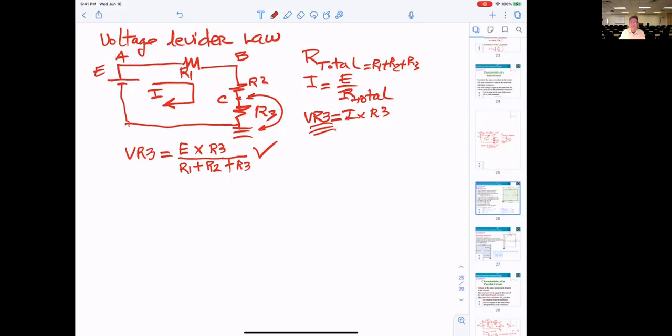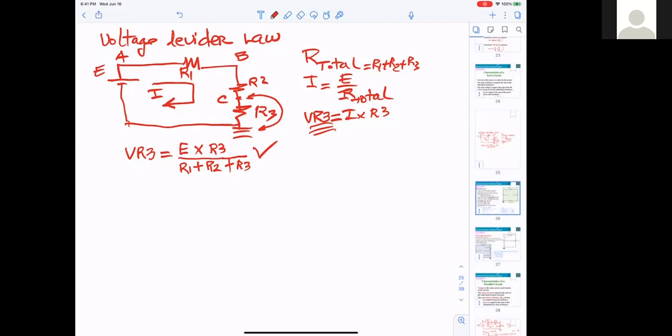Okay, now, hold on. This is a way how to calculate VR3 using the voltage divider, right? Yes. I'm just saying this way seems slightly more accurate. No, we don't care about accuracy. We care if it's right or wrong.